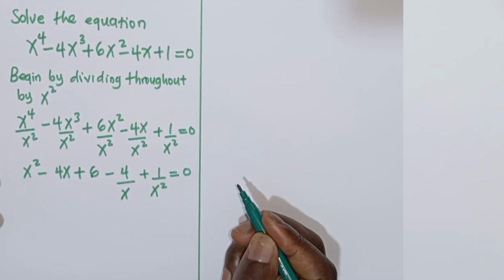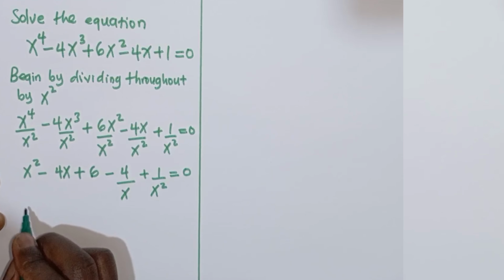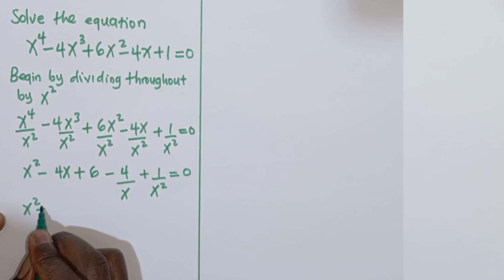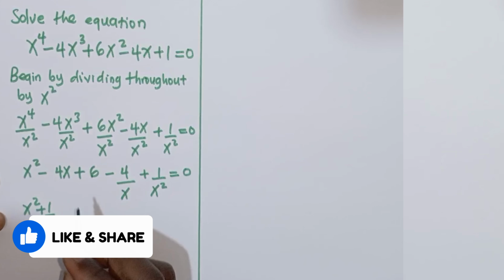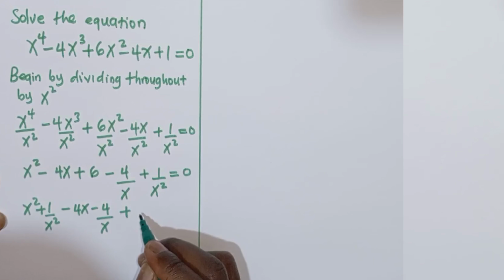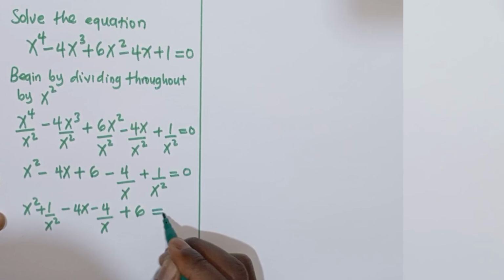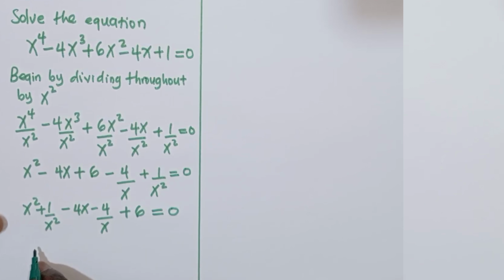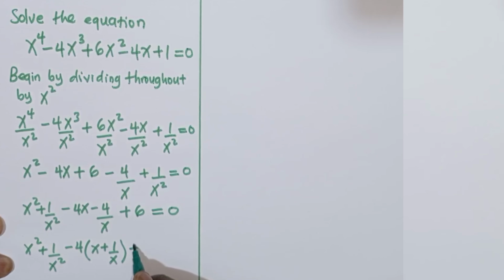So we can collect the squares together and those that are not squares. So we shall have x square plus 1 out of x square collected together, minus 4x minus 4 out of x. So we have negative 4x minus 4 out of x plus 6 is equal to 0. Now we go ahead to do some simple rearrangement. So we pull out the 4 into x plus 1 out of x. So we factorize out the negative 4, plus 6 is equal to 0. The other one remains the same.